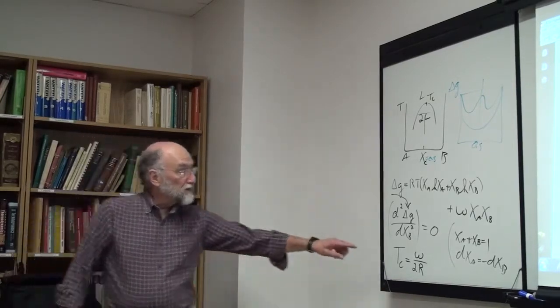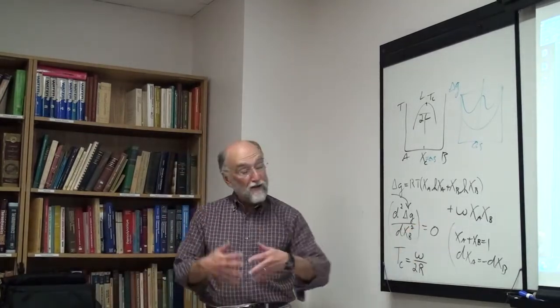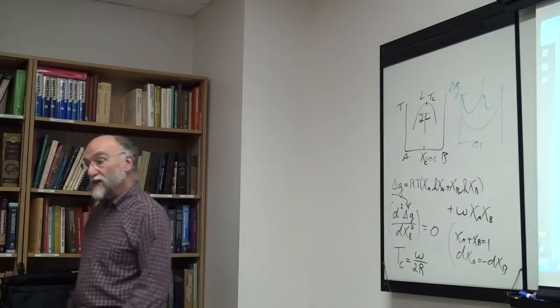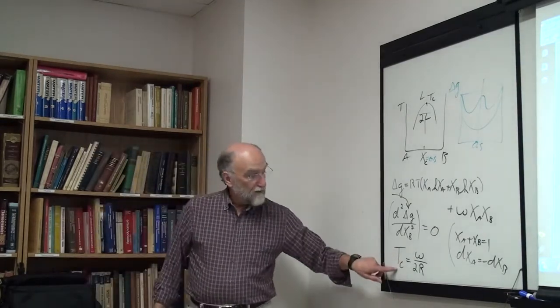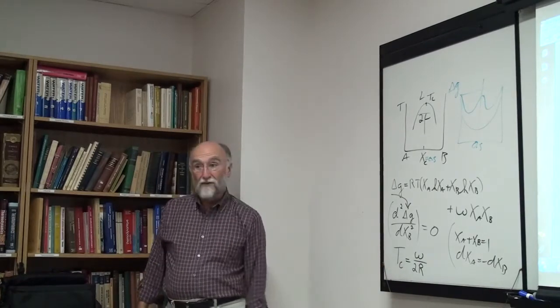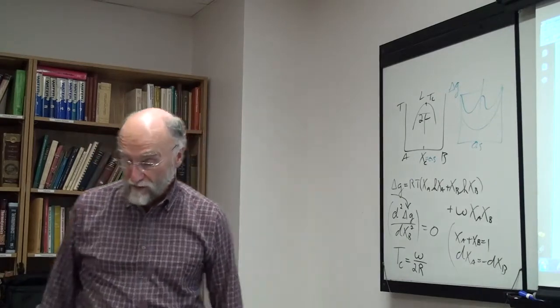So you see, of course, what this means is the greater is omega, as omega is more and more positive, then you have bigger and bigger positive deviations, which makes the system less and less stable, and so the critical temperature gets higher. And if omega is negative or 0, then obviously you do not have any negative deviation, so you never have a miscibility gap.